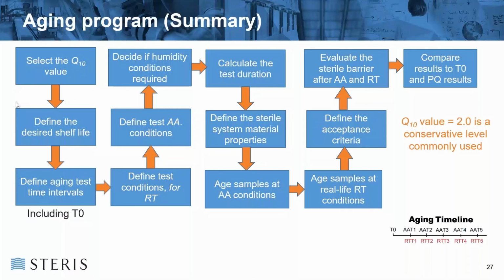And then after the aging, whether it's accelerated or real-time, you're going to evaluate that sterile barrier using the package integrity testing and seal strength testing to ensure that you're meeting the acceptance criteria that you defined in your protocol. And you're going to compare those results to time zero and PQ results. So that's really going to be defined in your protocol. Those acceptance criteria are often based on the results obtained during that performance qualification that you did during the sealing process validation, or at the results obtained at time zero. And that's how you're going to determine whether there's been any degradation that could negatively impact your sterile barrier.